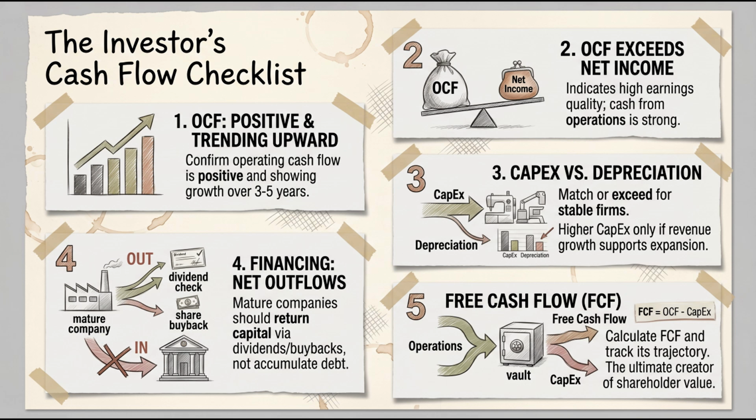It should roughly match unless the company is in a massive growth phase. Fourth, check the financing section to ensure mature companies are returning cash to shareholders rather than constantly borrowing. Finally, calculate free cash flow and track its trajectory. Free cash flow is the ultimate measure of a company's ability to create value. If you follow these 5 steps, you will be ahead of most retail investors.